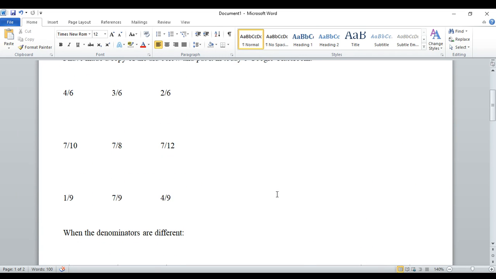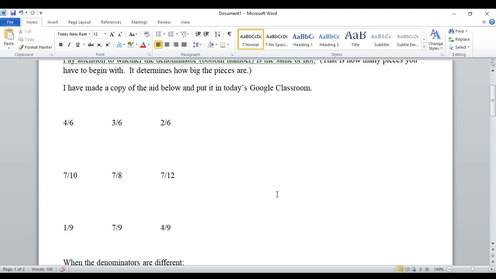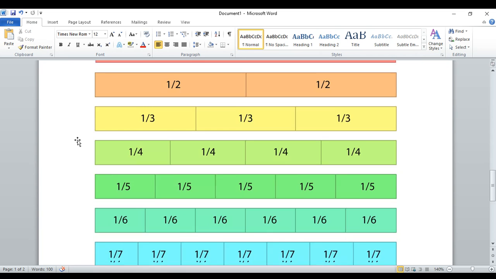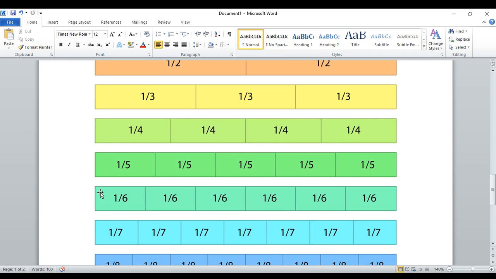All right, so we're going to start with the easiest concept, and that is when the denominator is the same. If you look, we have these fractions 4/6, 3/6, and 2/6. If we are asked to put them in order from greatest to least, remember that 4 out of 6 means our whole thing, whether it's a strip like this below or a pizza or whatever, is cut into 6 pieces. So here's an example of something cut into 6 pieces.